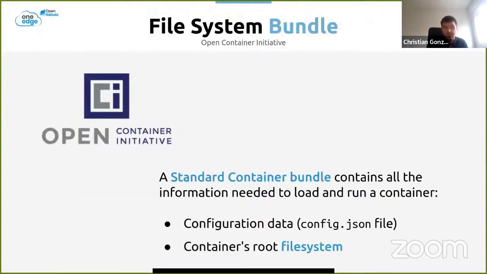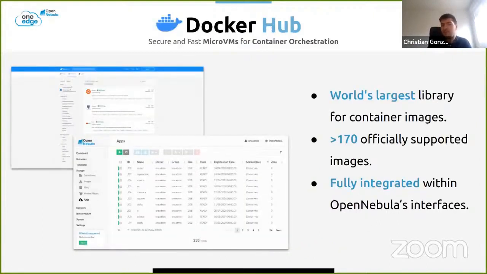So we took advantage of how container images are built. If you take a look at the Open Container Initiative definition of the standard container bundle, which is basically a container image, it has 2 main artifacts. One of them is the configuration data, which is used for deploying the container. The other one is the container root file system, which is exactly what we needed. So we decided to integrate Docker Hub within OpenNebula. Docker Hub is probably one of the world's largest libraries for container images.